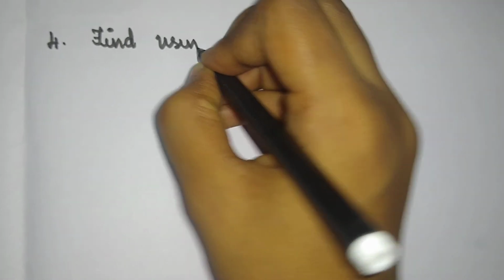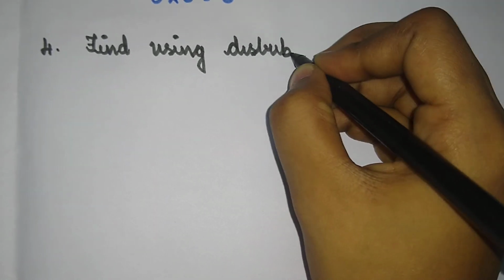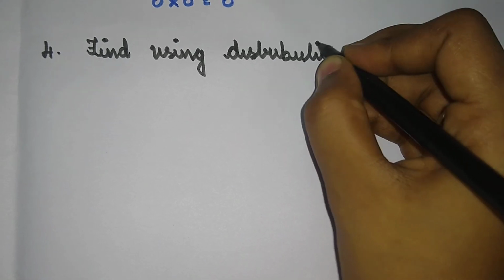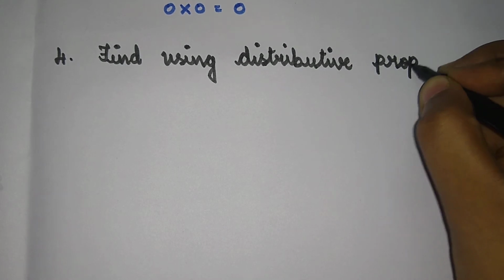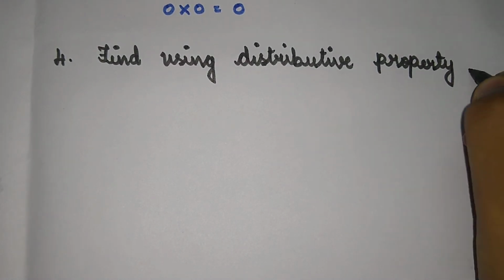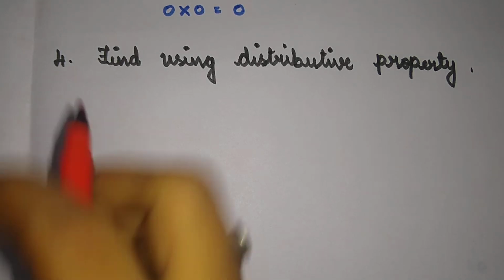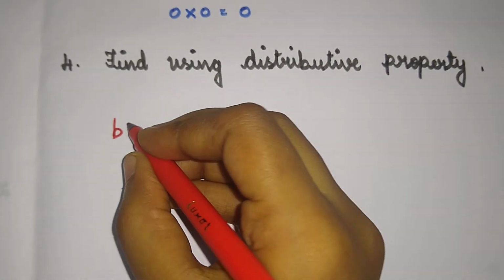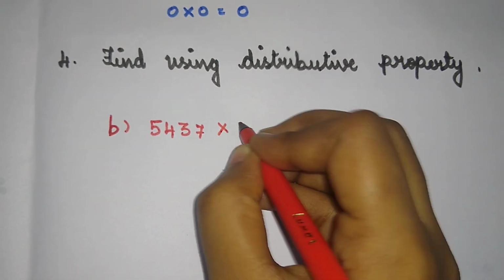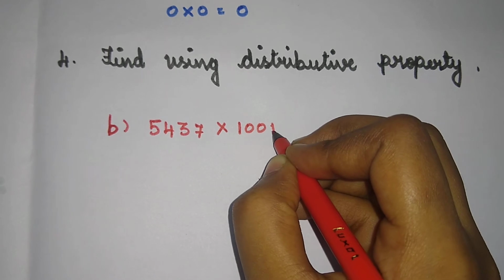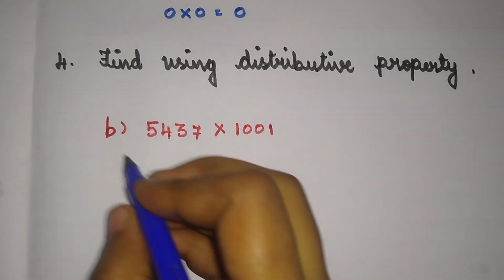Find using distributive property. We have to use this property, the distributive property. Let's take the B subdivision. That is 5437 into 1001. Okay, this is the B subdivision. We have to find the answer.